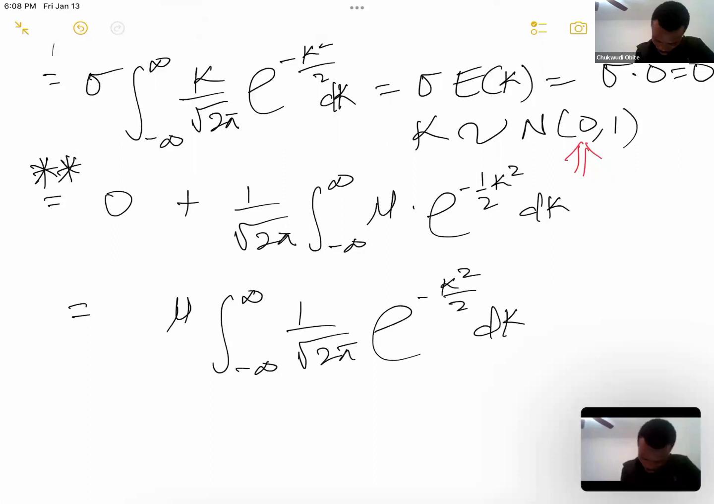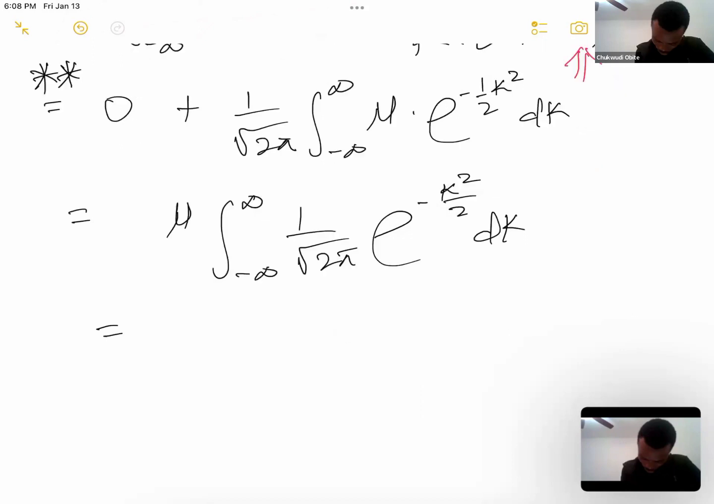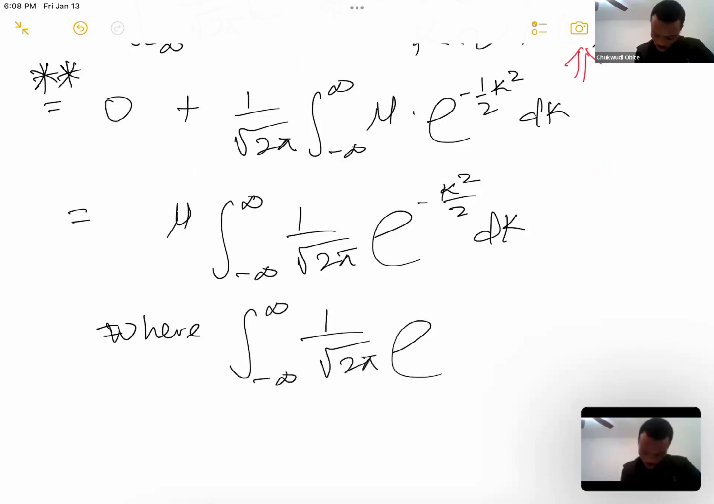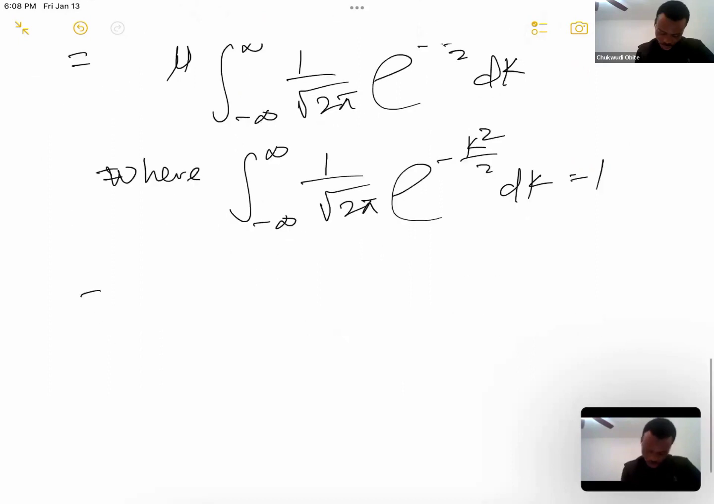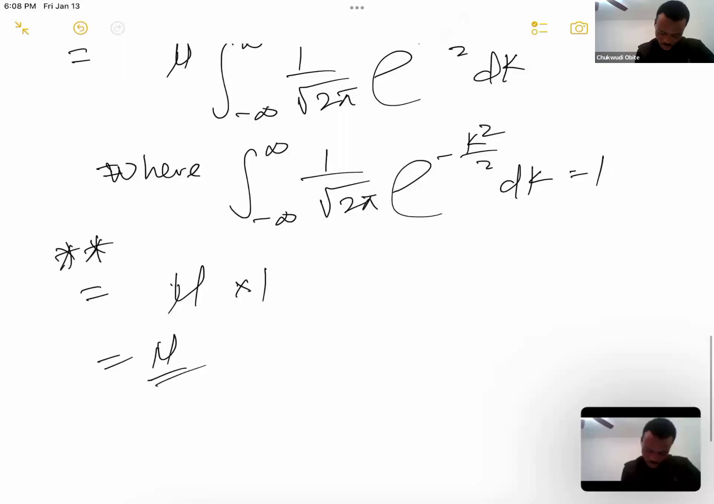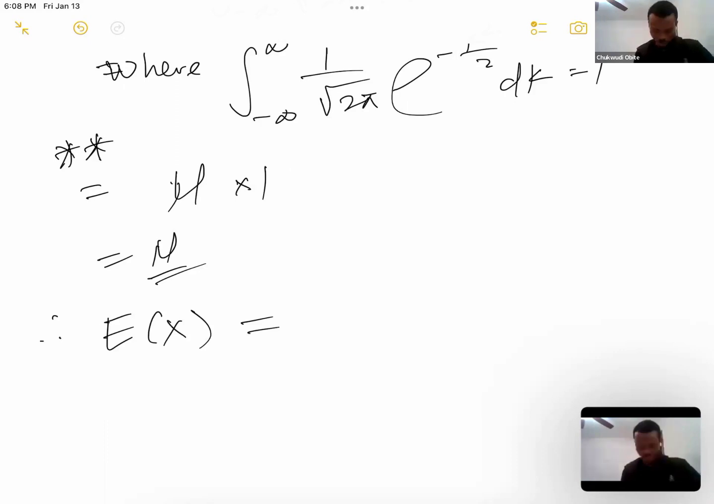This looks like the f of x of a standard normal distribution, and the integral of the f of x of a standard normal distribution will give you 1. So the integral from minus infinity to infinity of 1 all over square root of 2 pi e to the minus k squared all over 2 dk is 1. So if this is 1, my second asterisk becomes mu times 1, which is mu. So therefore, the expected value of x of the normal distribution is mu.